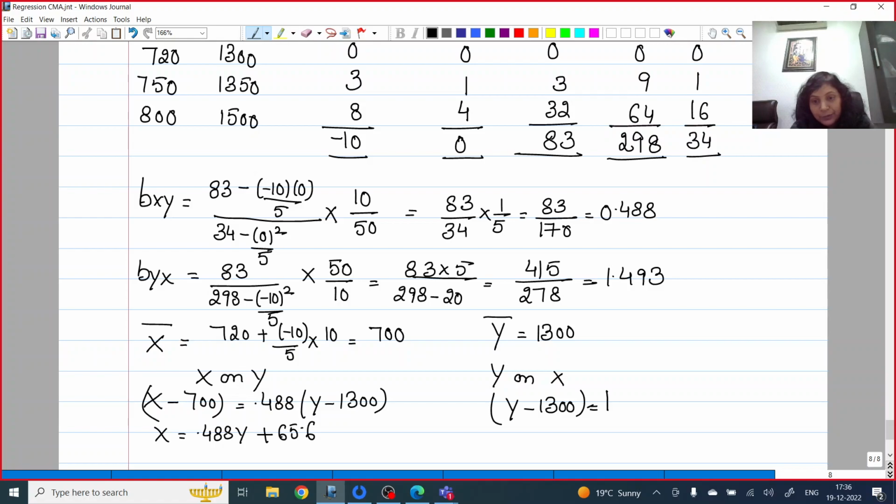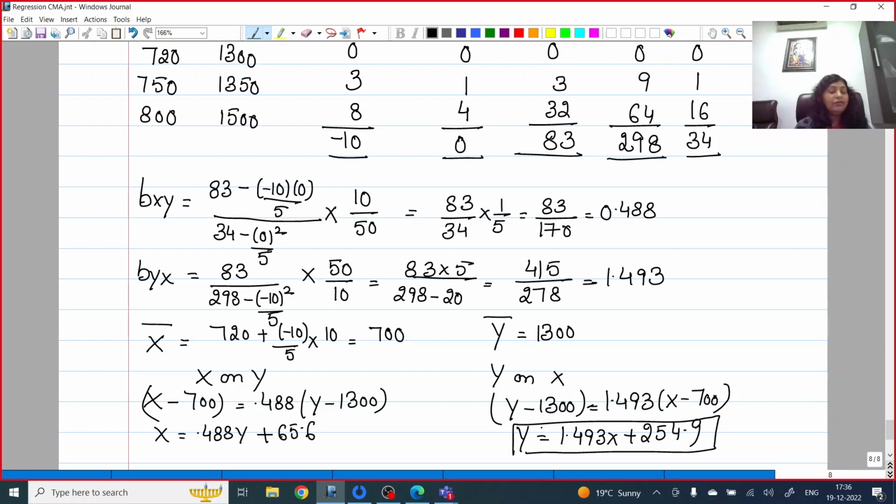And y minus y mean is equal to byx into x minus x mean. So y is equal to 1.493x. Now 1.493 multiplied by 700 will be 1045. Again when we add 1300, this becomes plus 254.9. So this is our x on y and y on x. This is how we can find them using the step deviation method.